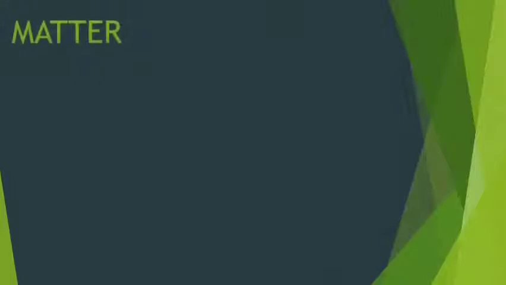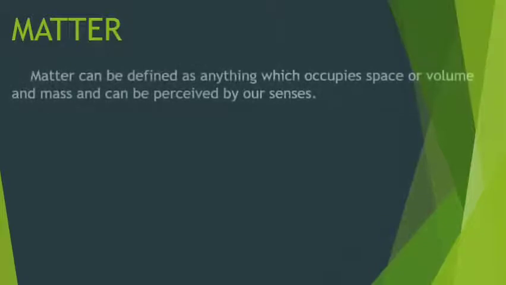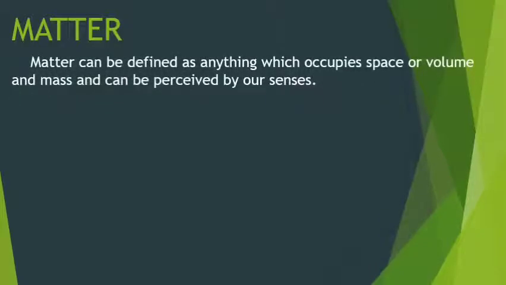Matter. See, matter is all around us. Everything which we see around us, either it might be a living thing or a non-living thing, is said to be matter. So how to define matter is that matter can be defined as anything which occupies space or volume and mass and can be perceived by our senses.